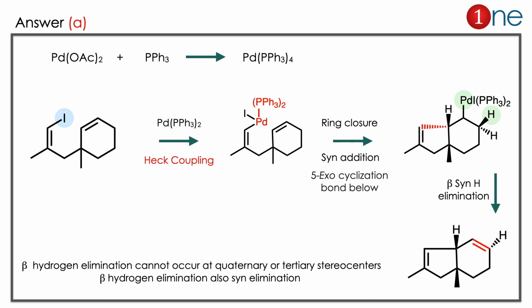And beta hydrogen elimination is a syn elimination here. So you have hydrogen and methyl above the plane. Here you have to learn two important things. Whenever you have an alkynyl iodide and a palladium catalyst, you might think of Heck coupling. Then the ring closure is an exocyclic reaction and only the beta syn hydrogen elimination occurred here.